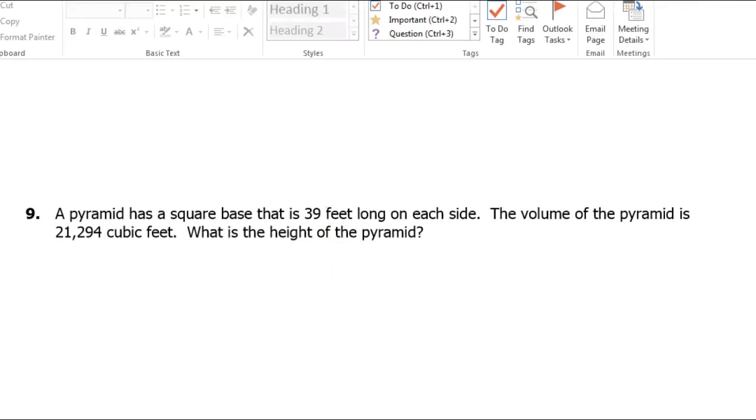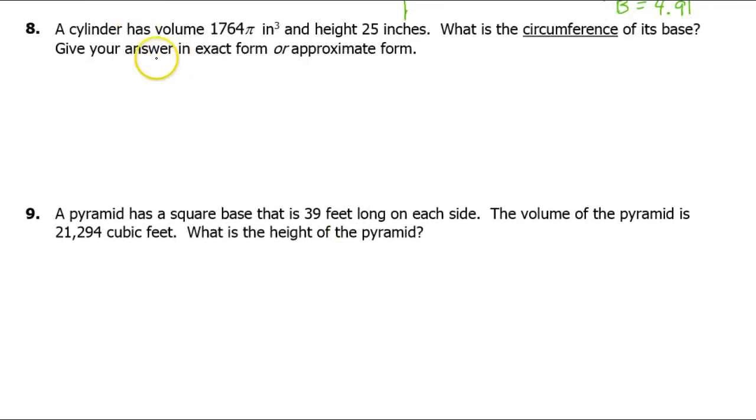All right, problem number 8. A cylinder has a volume 1,764 pi cubic inches and a height of 25 inches. What is the circumference of its base? Exact or approximate form. So we've got this cylinder. Okay. So here's my little schematic of a cylinder.